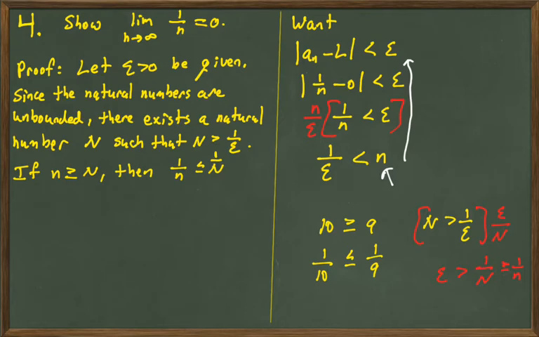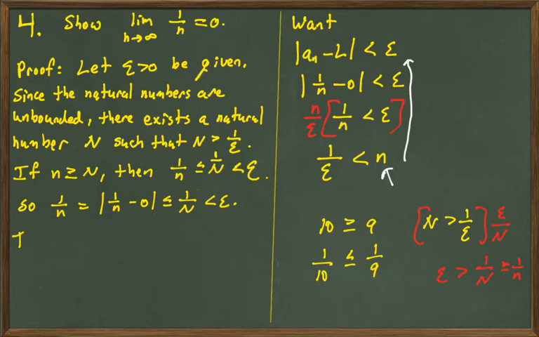Okay, so now we have that less than epsilon. So 1 over n, which is equal to the absolute value of 1 over n minus 0, is going to be less than or equal to 1 over big N, which is less than epsilon. So we have shown that at some point, 1 over n is going to be smaller than epsilon.